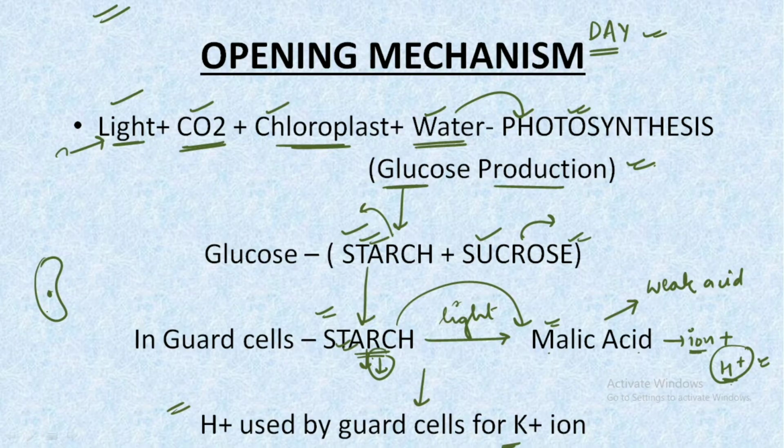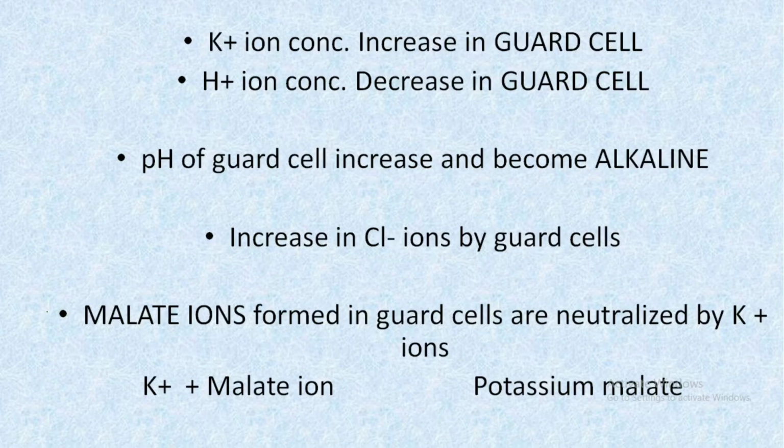There occurs an exchange of the H plus and the K plus in the guard cells, and after the exchange, the K plus ions increase in the guard cell. Also the H plus ion concentration decreases in the guard cells, and because the H plus ion concentration decreases and the K plus ion concentration increases, there occurs a change in the pH of the guard cell. That is, the pH of the guard cell increases and becomes alkaline.